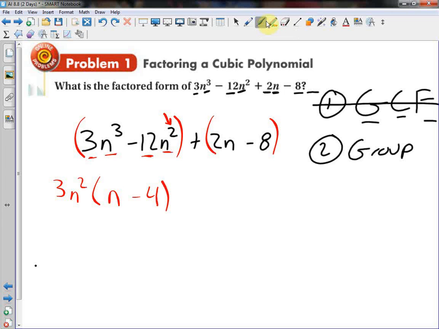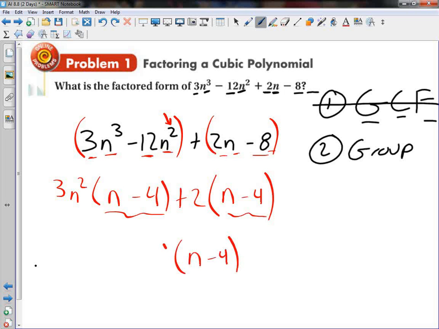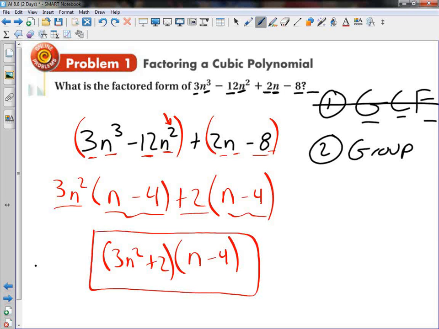All right. Looking at the next one, numerically, they have a 2 in common. They do not have any variables in common, so I'm just left with n minus 4. Now, just like AC factoring, look what happened. We had two parentheses that were the same, so we can group those. And we put a 3n squared plus 2 in front. This is the factored form of that cubic polynomial.